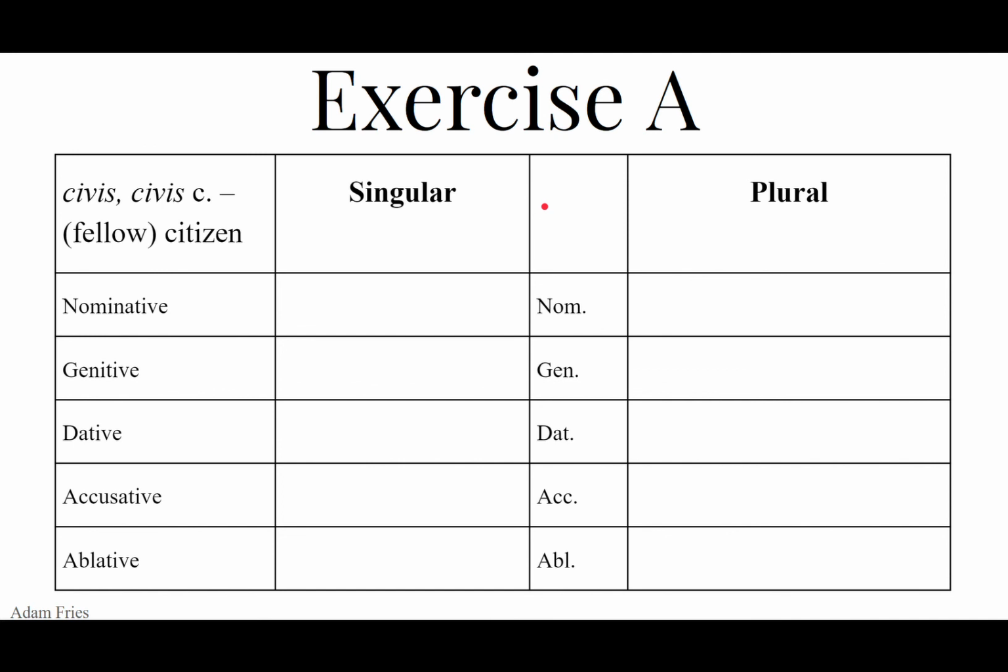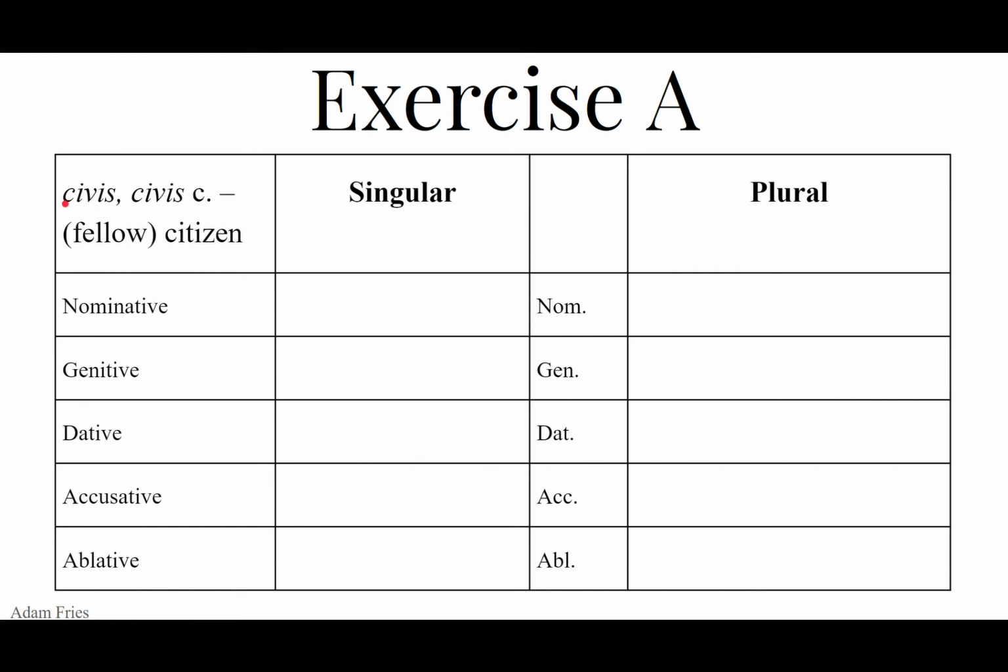Civis, civis, common. You could also write M/F, masculine or feminine. It depends on the sex of the citizen. It means citizen or fellow citizen. So is it an I-stem? It's certainly a third declension, masculine or feminine. Is it an I-stem? Well, yes, it follows rule number 1, where the nominative ends in -is or -es, and it is parisyllabic.